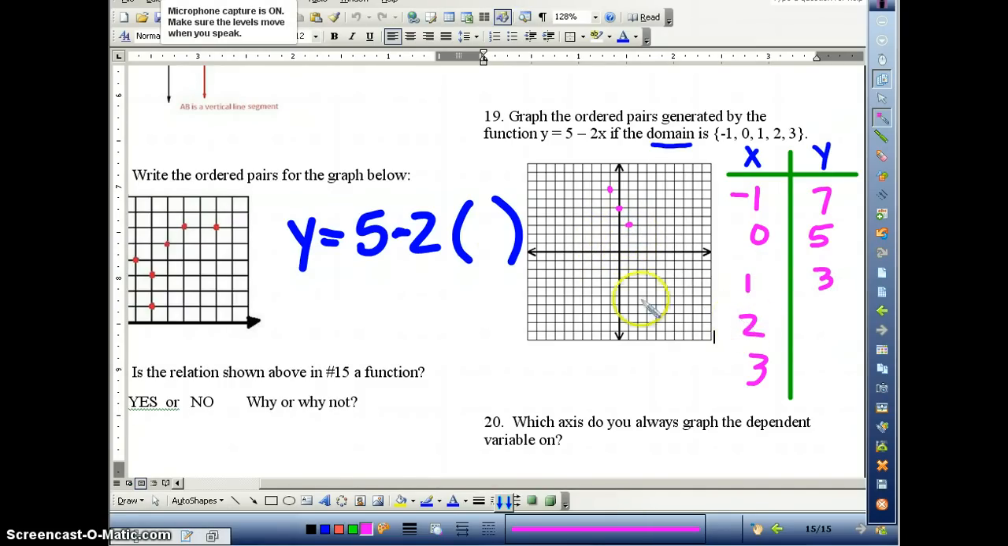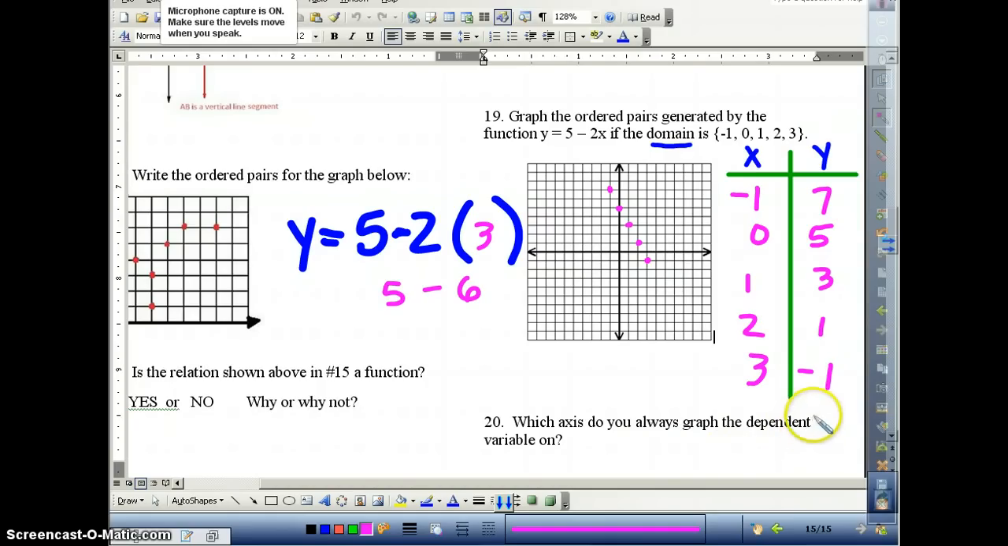The next value of x is 2. 2 times 2 is 4. What is 5 subtract 4? Yeah, that's going to be 1. So 2, 1, and then we're going to put in a 3. What is 2 times 3? Yeah, that's 6. What's 5 subtract 6? -1. So 3, -1, and there's your graph.